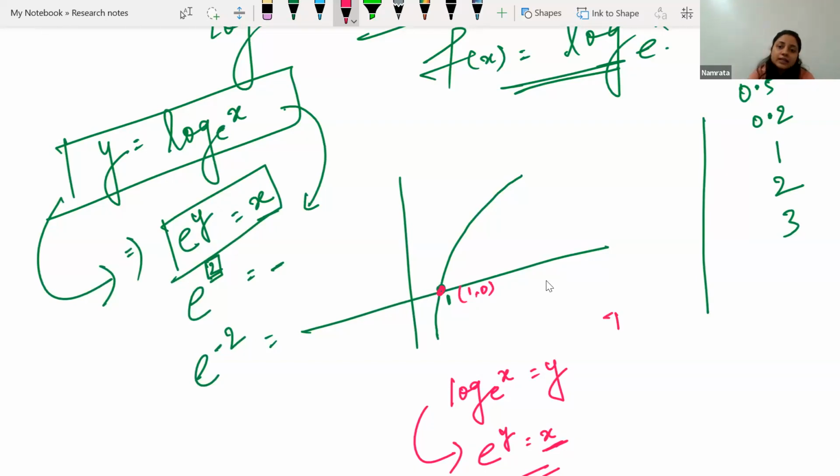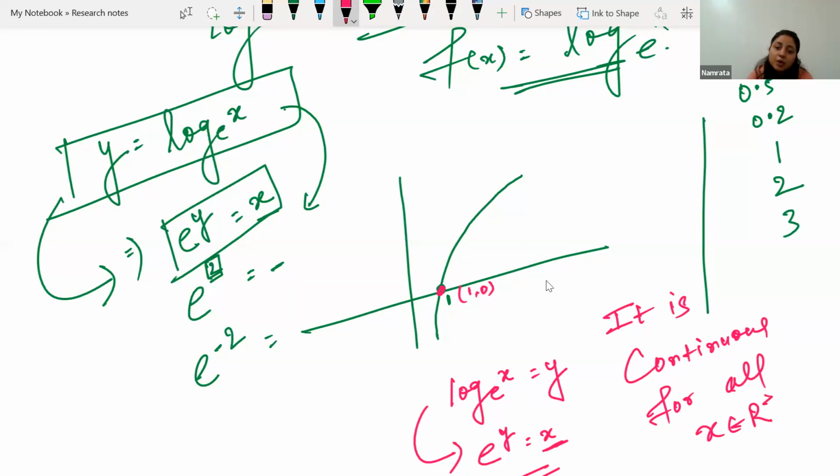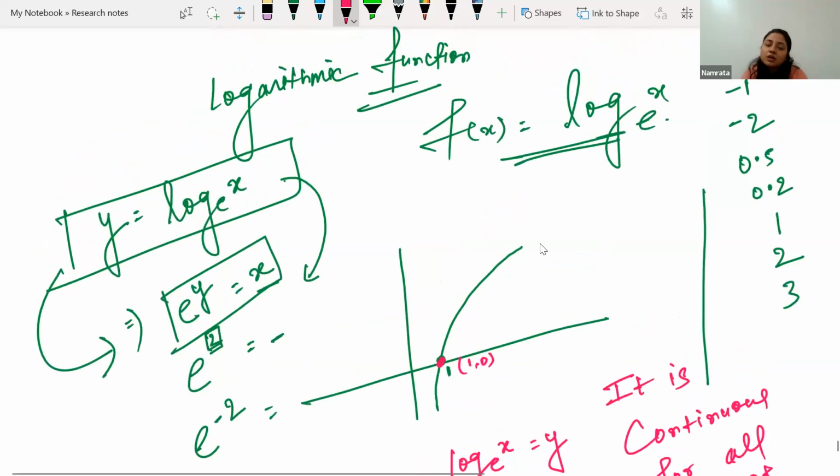It is continuous for all x belongs to R positive. The x value has to be positive only, no negative number. That's why whenever we have log of any negative number, we say that it is not defined. It is not acceptable.